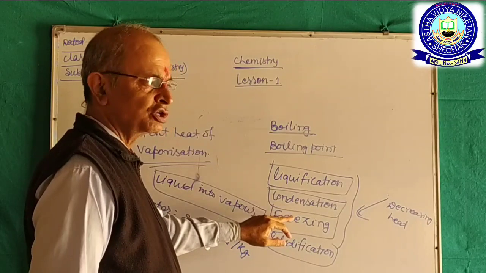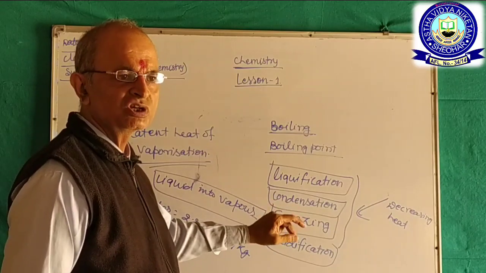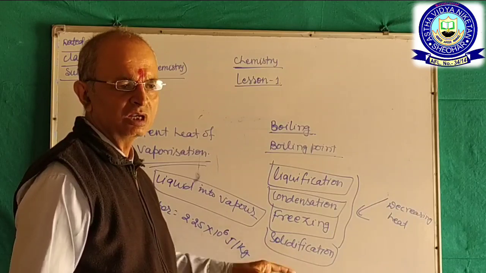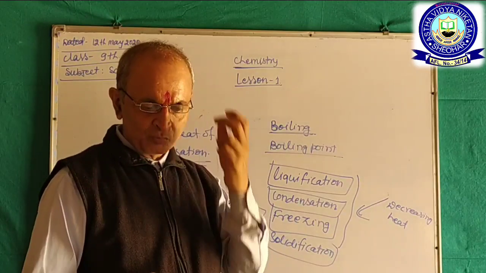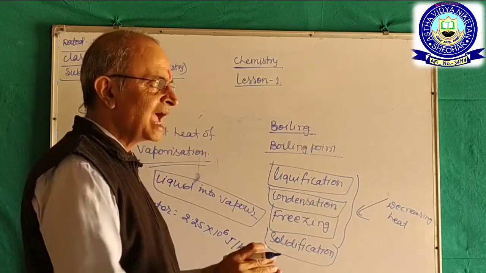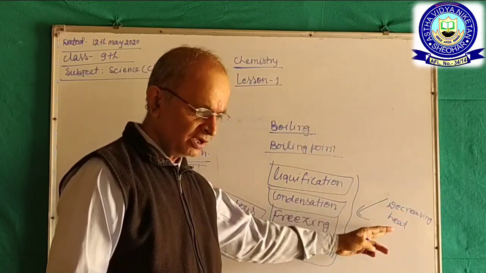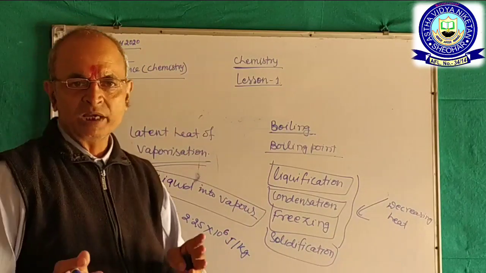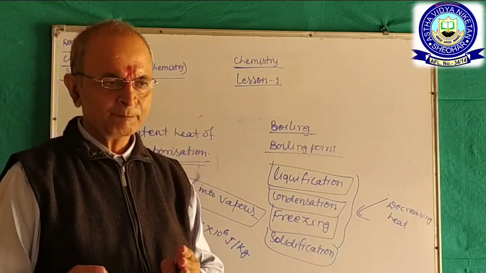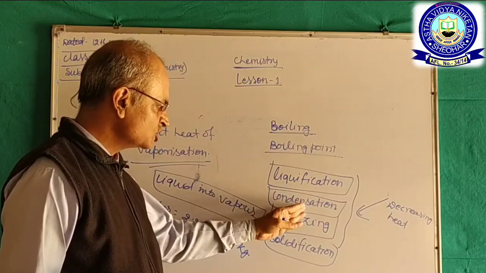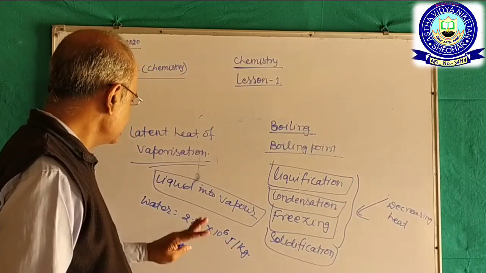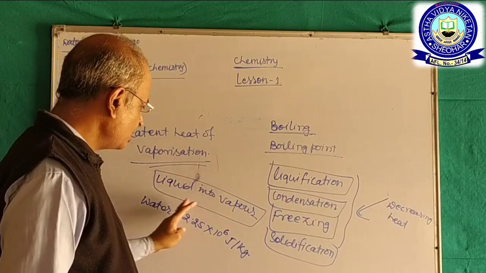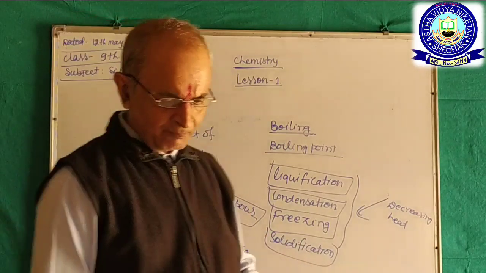Freezing or condensation is the process by which liquid changes into solid. It is also known as solidification. Liquid, due to the decrease of heat, we can change into solid. So, we have learned melting, melting point, boiling point, liquefaction, condensation, freezing, solidification, and vaporization. Latent heat of fusion and latent heat of vaporization we will learn next.